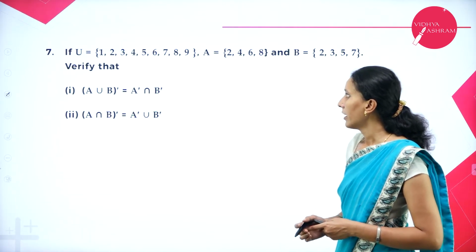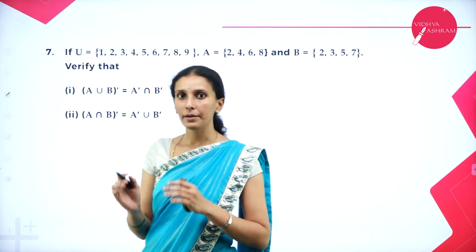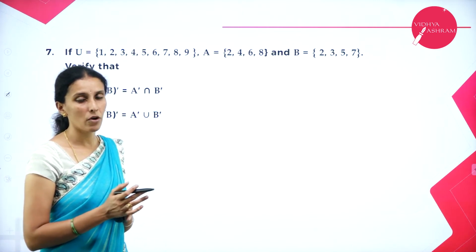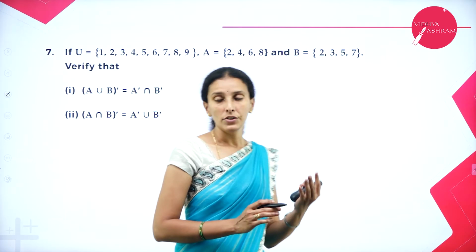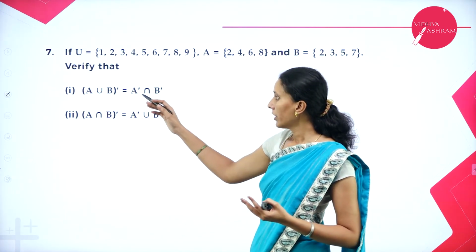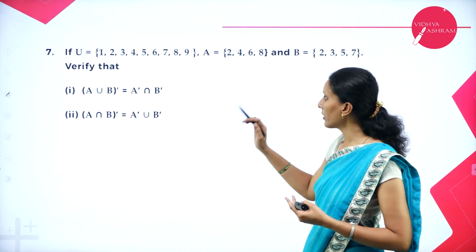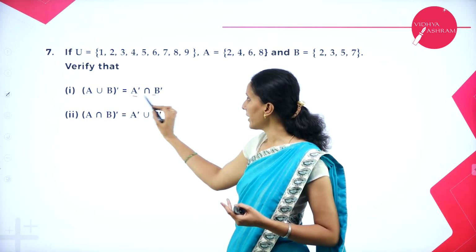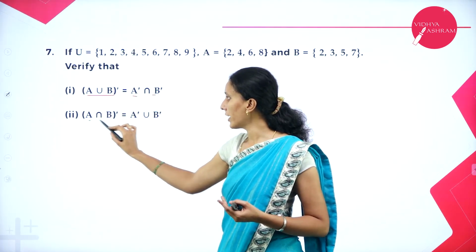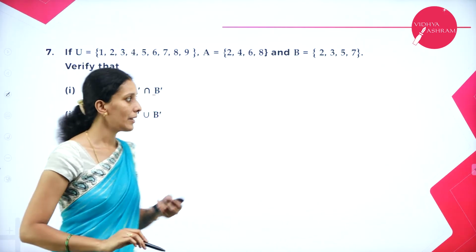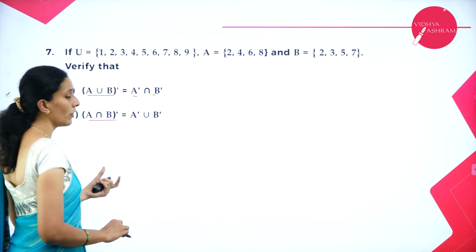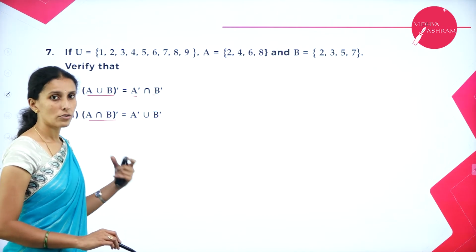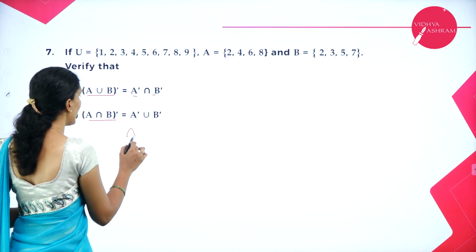Next question. Here we are verifying De Morgan's law. To verify De Morgan's law, first find out what the complements are. We have two De Morgan's laws, union and intersection. So before that, let me find A dash, B dash, A union B whole dash and A intersection B whole dash. First, let me find out A dash, then B dash, then we will go to De Morgan's law.